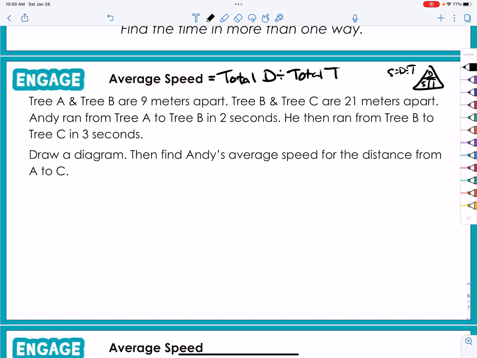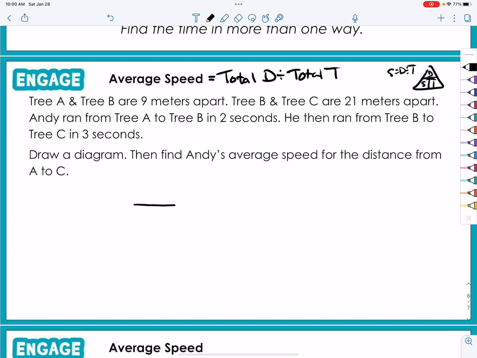So for this one, tree A and tree B are 9 meters apart. Tree B and tree C are 21 meters apart. Andy ran from A to B in 2 seconds, then B to C in 3. Draw a diagram, then find Andy's average speed for the distance from A to C.